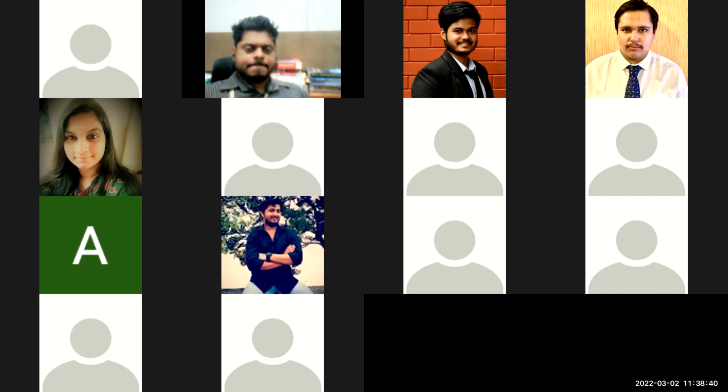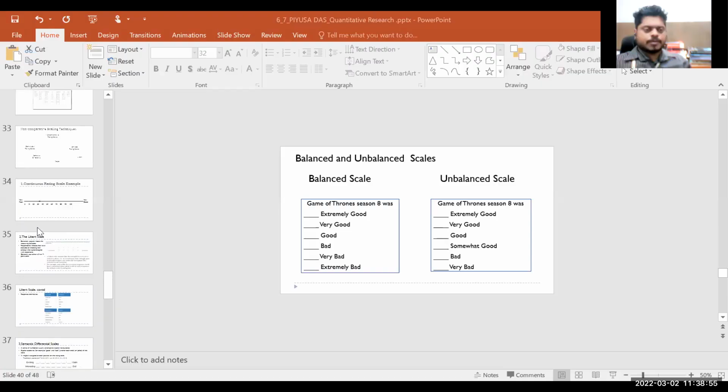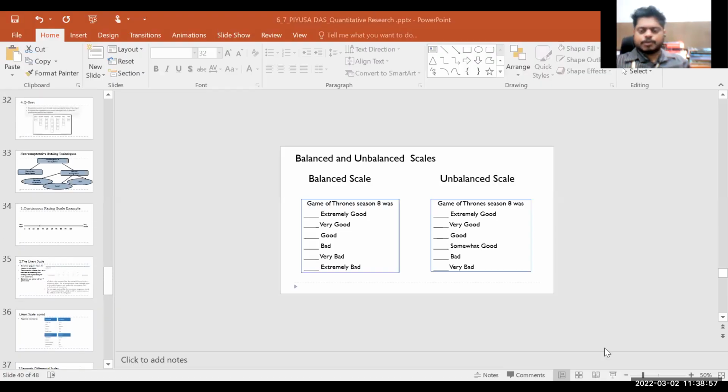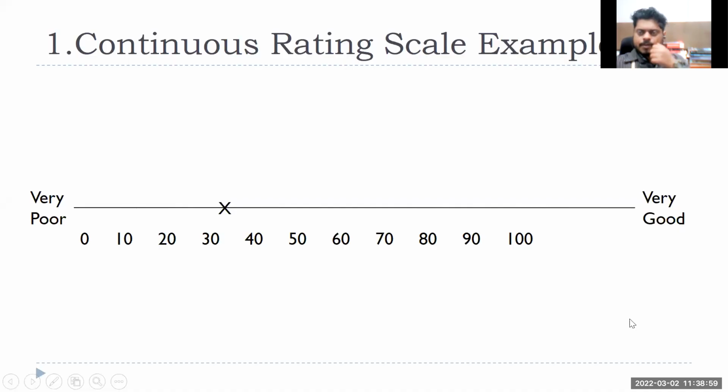Sir, if you don't mind, could you please show the first scale before the Likert scale? Actually, I got disconnected. Just a moment. Before the Likert scale, continuous rating. Is this the one? Okay, okay, sir. Yes, sir.